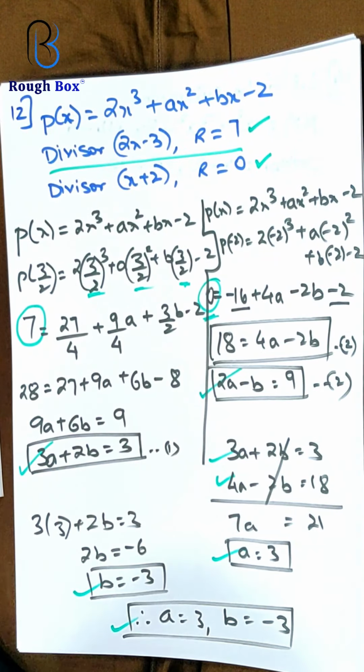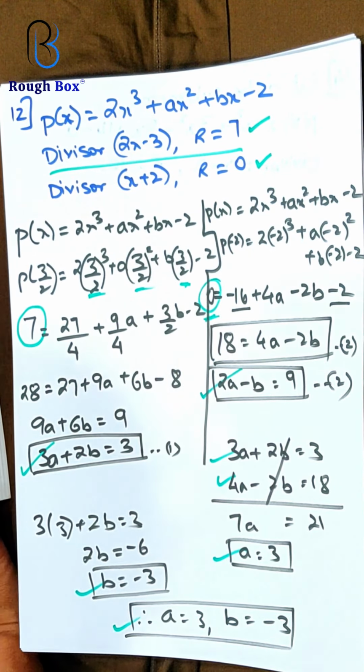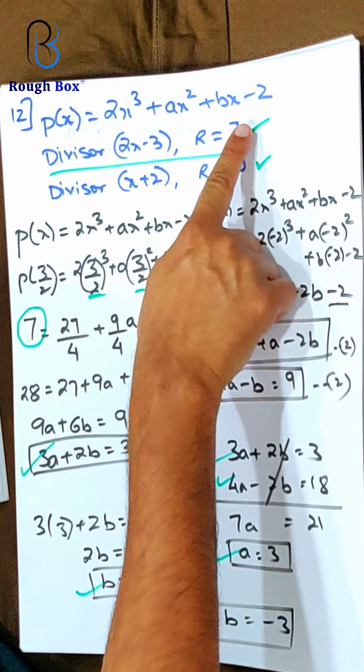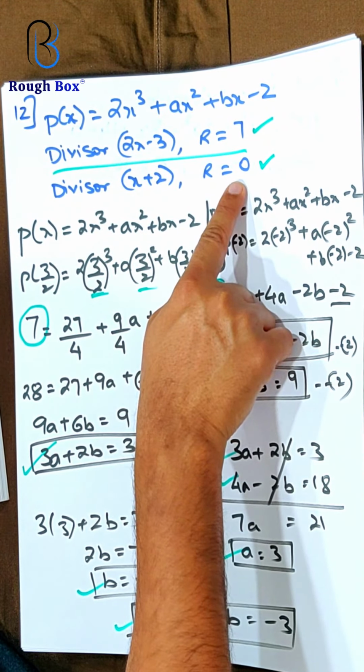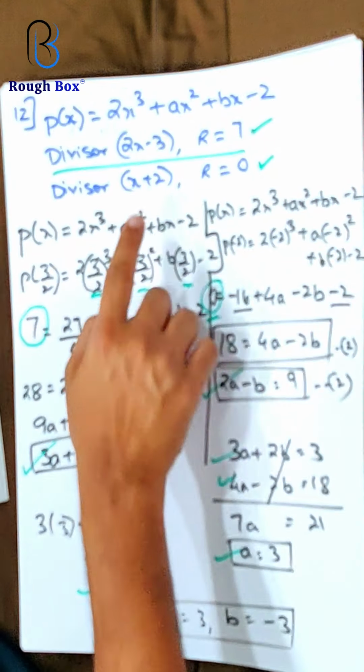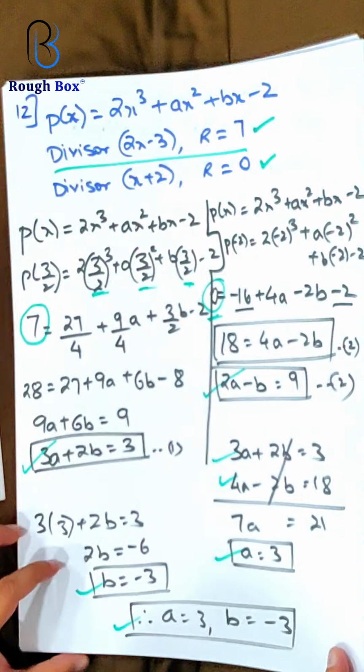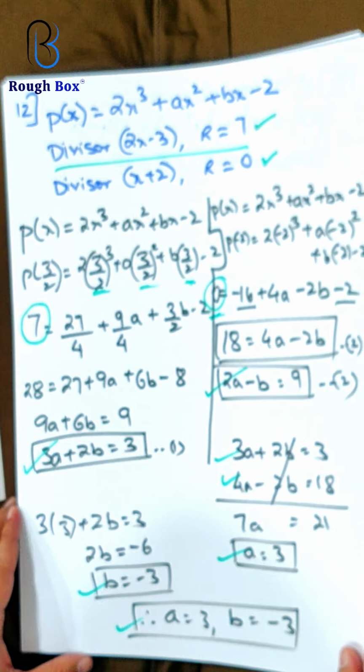I hope the sum is very clear and straightforward to you. I'm just reading the question once again so that it's clear. The expression so and so leaves remainder 7 and 0 when divided by this and this. So accordingly, whatever the conditions were given, we managed to get the answer.